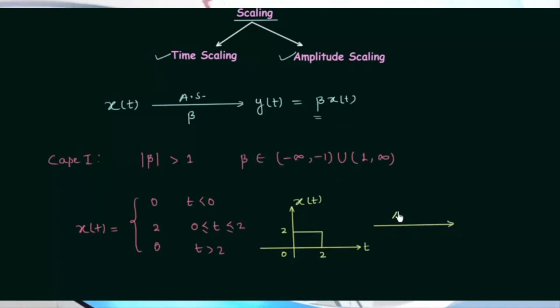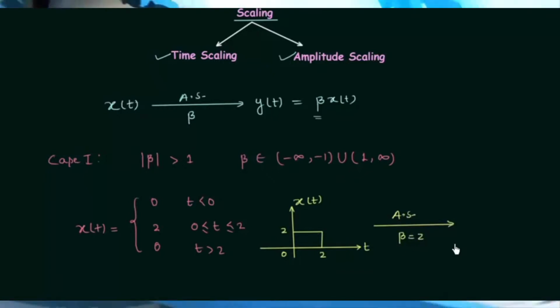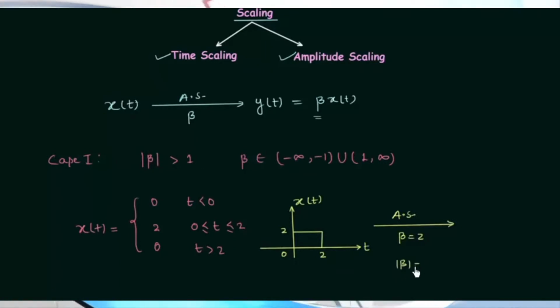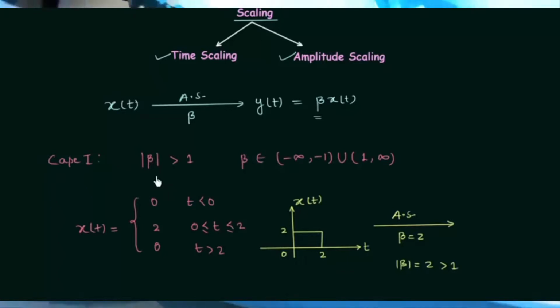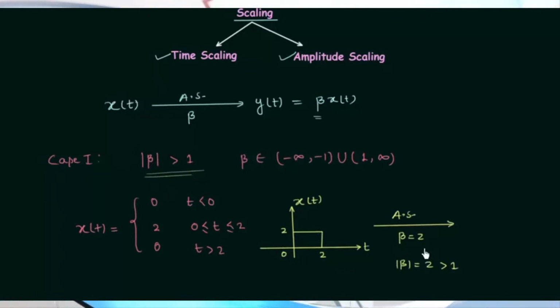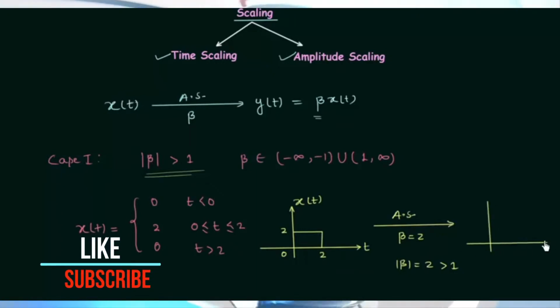and now we will perform the amplitude scaling, in which beta is equal to 2. So mod of beta is also equal to 2, which is greater than 1. So this condition is satisfied when beta is equal to 2, and after amplitude scaling, we have the new signal y(t), and y(t) is equal to beta times x(t). Beta is equal to 2, so y(t) is equal to twice of x(t).